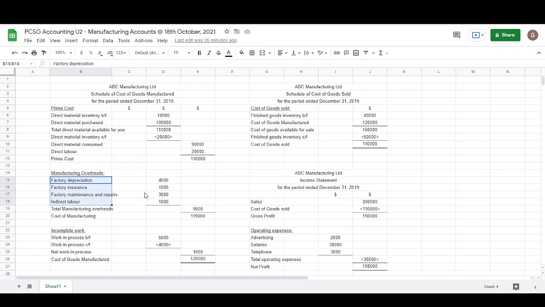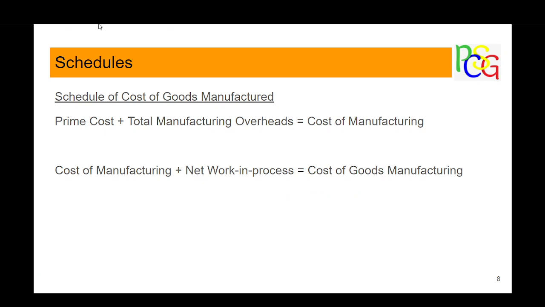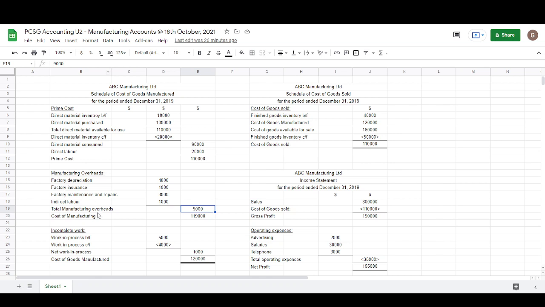These are the values I gave you, so let me add these together. This will give us our total manufacturing overheads, which should be 9,000. And then according to our notes, once again, because the schedule follows the two equations I gave you, we already have our prime cost. We said it was 110,000, and we're going to add our total manufacturing overheads, which is 9,000, and that should give us our cost of manufacturing.